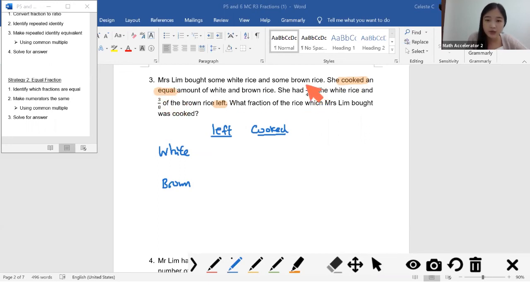Alright, so you cannot equate 3/4 and 3 out of 8. This is what is left. Did they say the amount of white rice and brown rice that is left is equal? No, right, look at what you highlighted. The one that is cooked is equal. Right, so this question is a bit trickier. They're asking you to find out what is the amount that is cooked first.